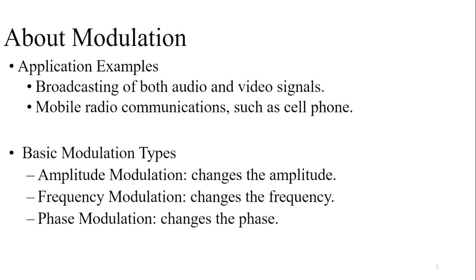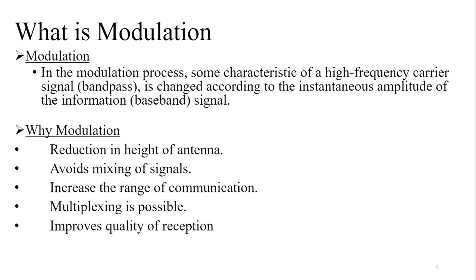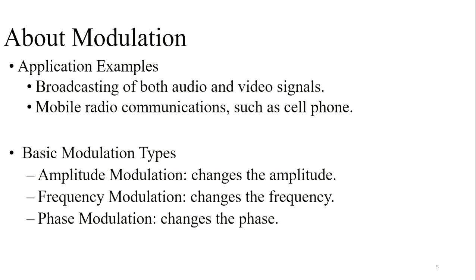About modulation, now the applications. One example is TV broadcasting. In TV, both the audio and video signals are broadcast together in a single method. In the previous session we discussed that multiplexing is possible, so audio and video signals can be sent together. The second example is mobile radio communication, such as the cell phone we use. The audio and video are combined and transmitted from one point to another.